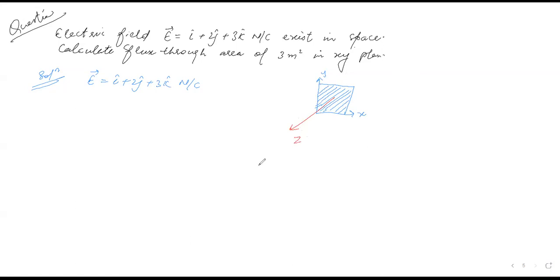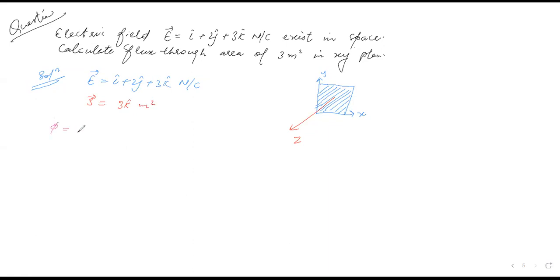Do you understand? Yes, this is the XY plane. And we know the area vector is always perpendicular to the plane, or you can also say it is always normal to the plane. If you draw the normal from this plane, it will be in the direction of the Z axis. Hence, the S vector is 3K meter square.